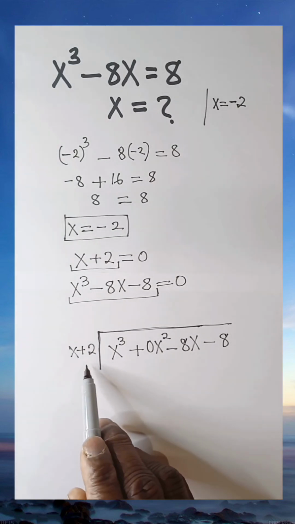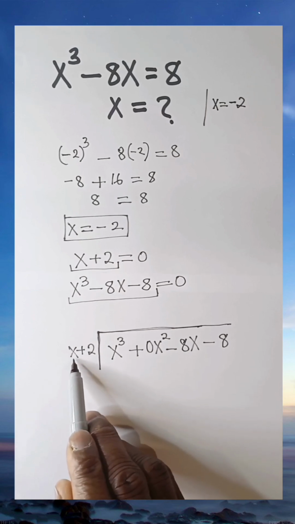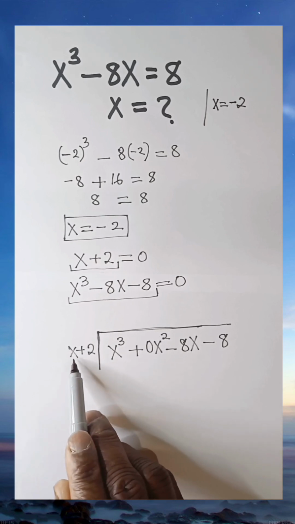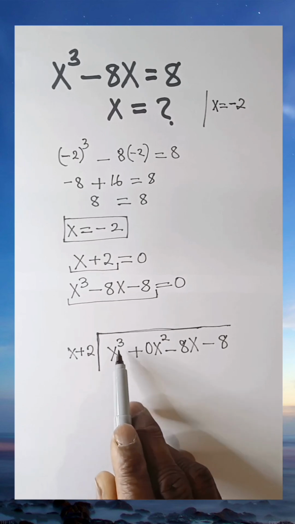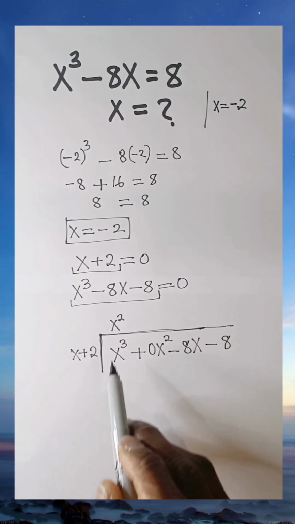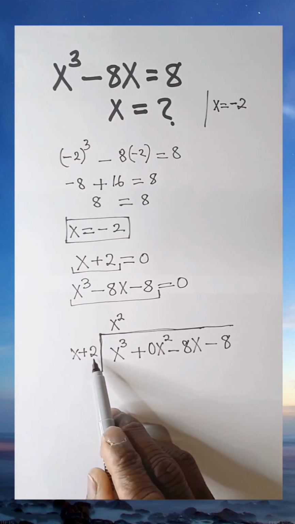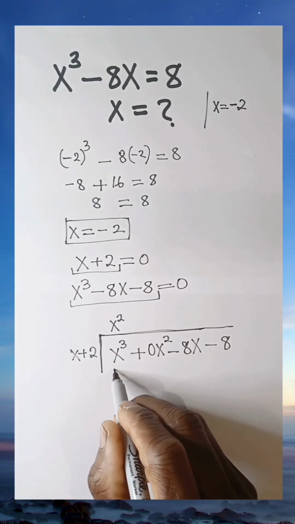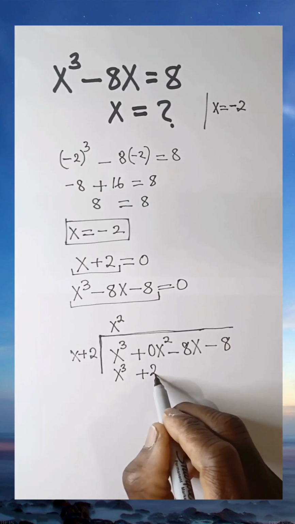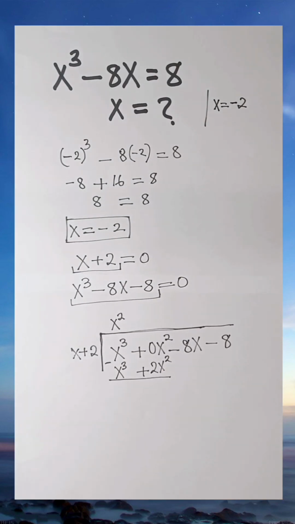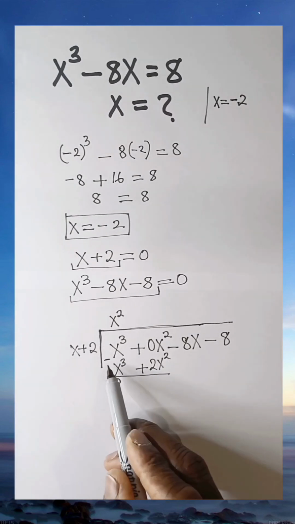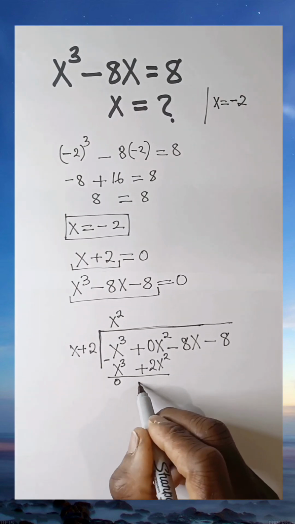The way the long division works is this. We will use the first term of the divisor to divide the first term of the dividend. Here, the first term of the divisor is x, and the first term of the dividend is x cubed. So x cubed divided by x is going to give us x squared. Then we will use x squared to multiply each of these terms. x squared times x will give us x cubed. x squared times 2 will give us plus 2x squared. We subtract. x cubed minus x cubed will give us 0. 0x squared minus 2x squared is going to give us minus 2x squared.